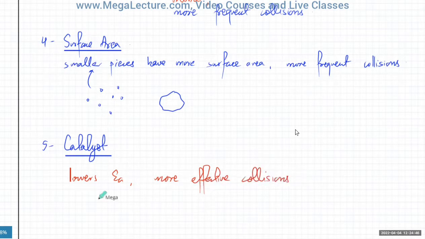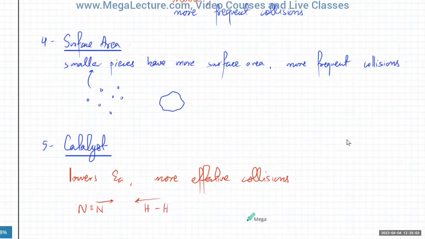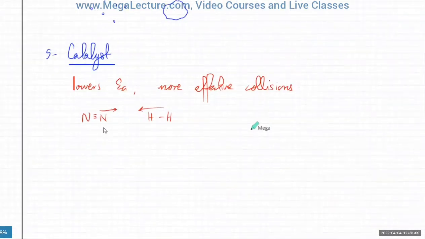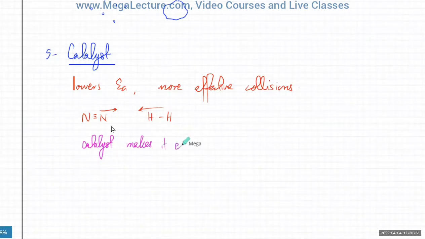So what it basically does is it makes it easier to break the old bonds. For example, if you have N triple bond N and H2 reacting, even if they're frequently colliding, there's not going to be much of a reaction because the old bonds are not going to be broken. The triple bond is pretty hard to break. So a catalyst makes it a lot easier to break old bonds.